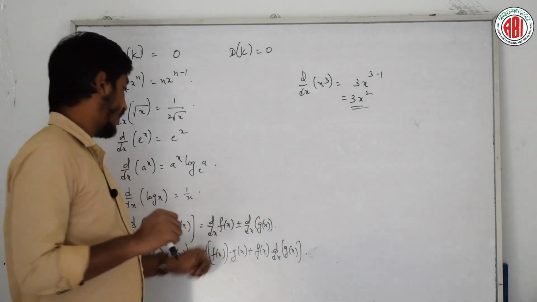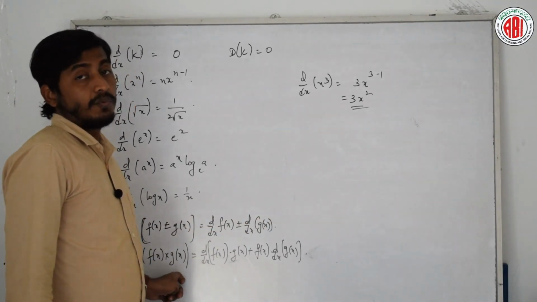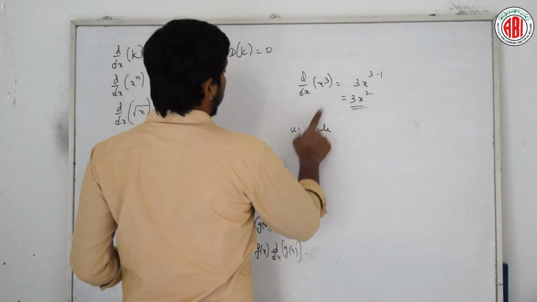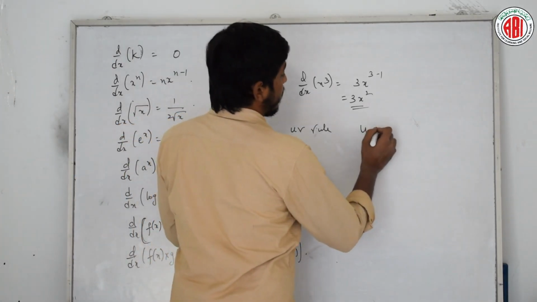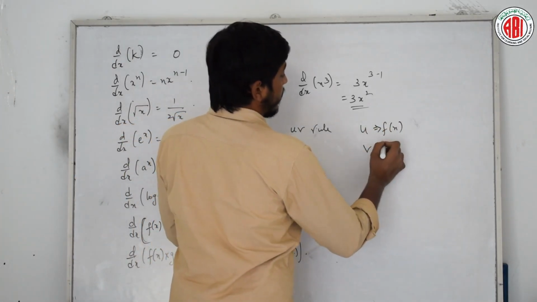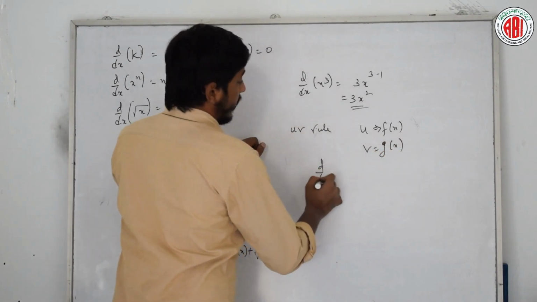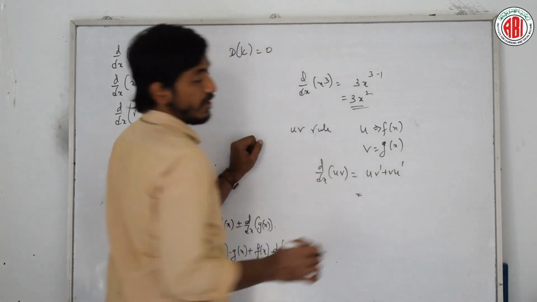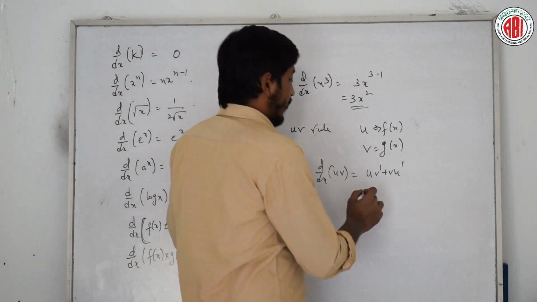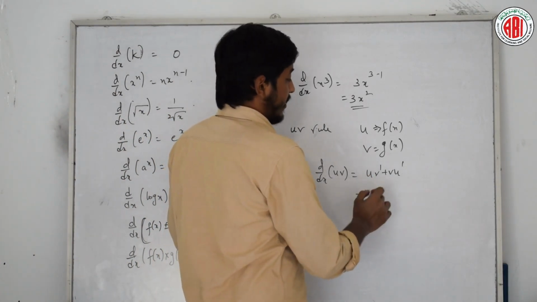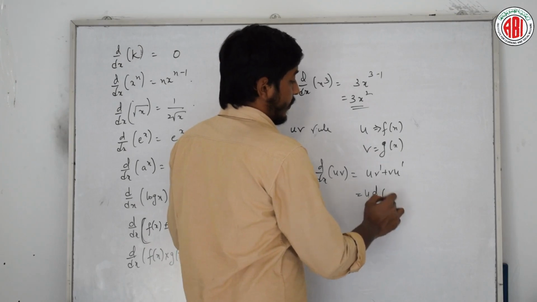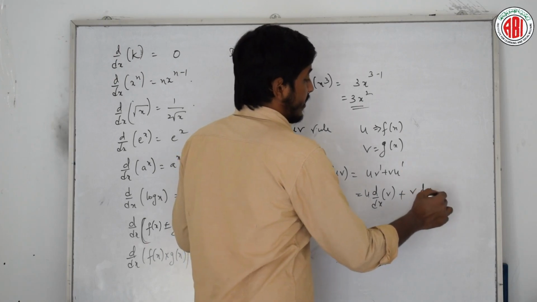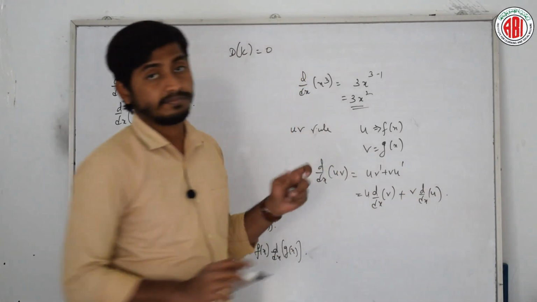Is it fine? Next, if they are in product, what do we do? This is popularly called the UV rule. Is it fine? Where u is first function, v is second function. Then differentiation of uv is given by u v dash plus v u dash. That is nothing but we have to put first function as it is and differentiate second one. Then next we put the second as it is, then differentiate first function. Is it right? Did you understand?